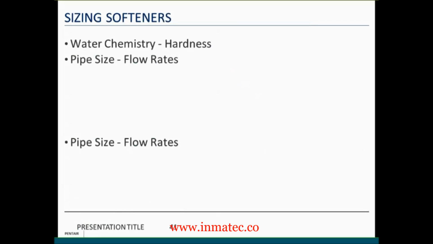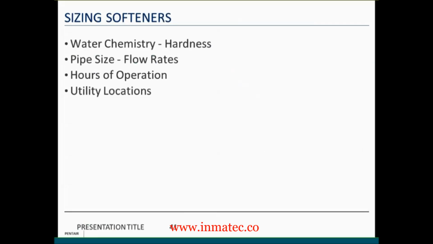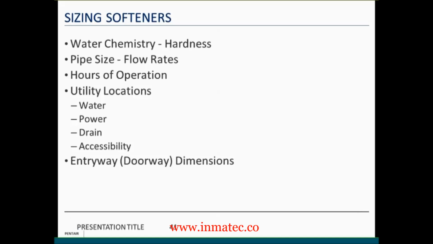So a bit of review. We need to know water chemistry, the hardness, how much iron's in the water helps as well, pipe size, so we can determine the flow rates we're dealing with, hours of operation, how often is this going to need to run to do its job, utility locations, do we have water, power, and drain, and can we get this thing through the door to get it into the building?